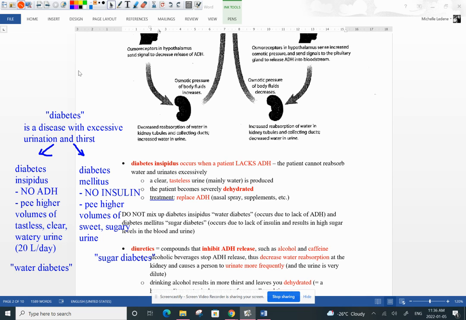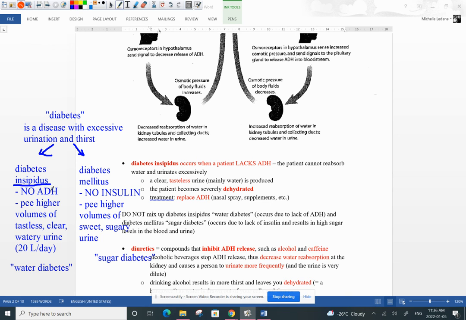So you've heard the word diabetes before. We've talked about it before already. Diabetes, that word just means a disease with excessive urination and thirst. So here's where the problem is. A lot of students get confused because there's actually different types of diabetes. So the one we're talking about here is diabetes insipidus. It means tasteless diabetes. Why is it tasteless?